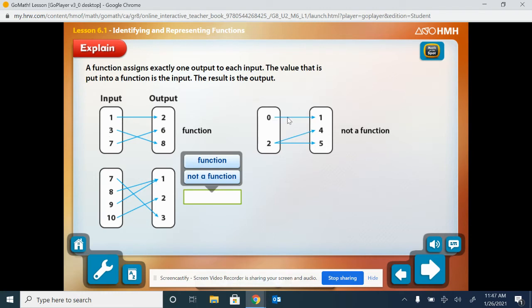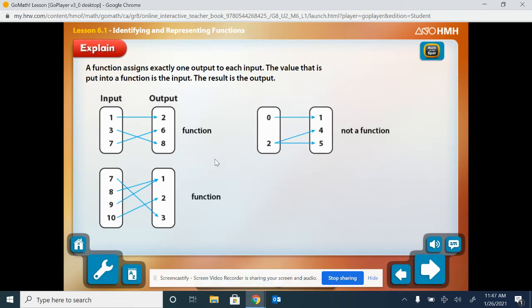The 0 has 1 arrow, but look at the 2, it has 2 arrows. So that's why this relationship is not a function. In example one, I see the 7 has 1 arrow, the 8 has 1 arrow, the 9 has 1 arrow, the 10 has 1 arrow. So they each have only 1 arrow. So this is a function, okay? This relationship is a function.